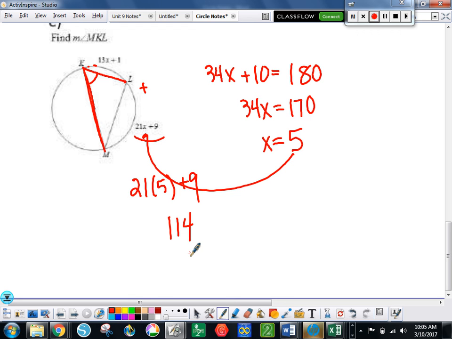Now, this angle relates to this arc. Is it half as much or is it equal to? How do you know it's half? This is central, so this is the 114, right? So this one is half. The inscribed angle is half the central angle, half the arc.